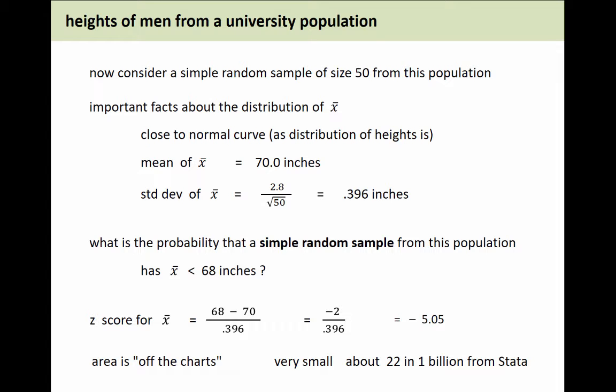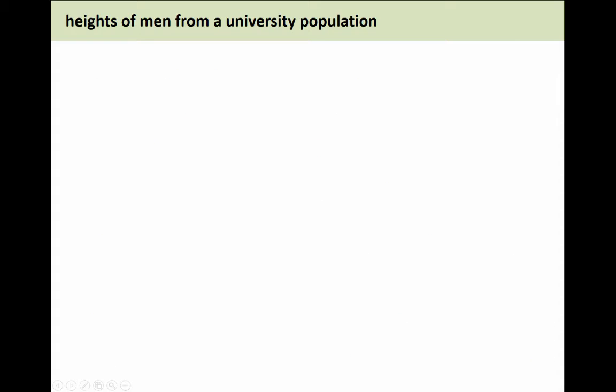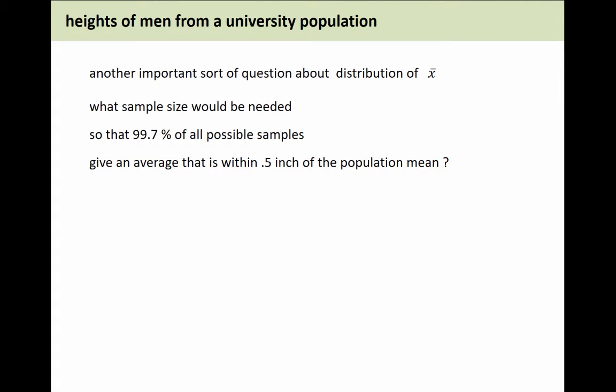So go back and look at this. Whether we're asking a question about an individual's height or we're asking about the behavior of an x bar from a simple random sample of size 50, we get very different answers. Now there's one more thing we can do with this kind of example. That's a question again about a distribution of x bar. So it will go something like this.